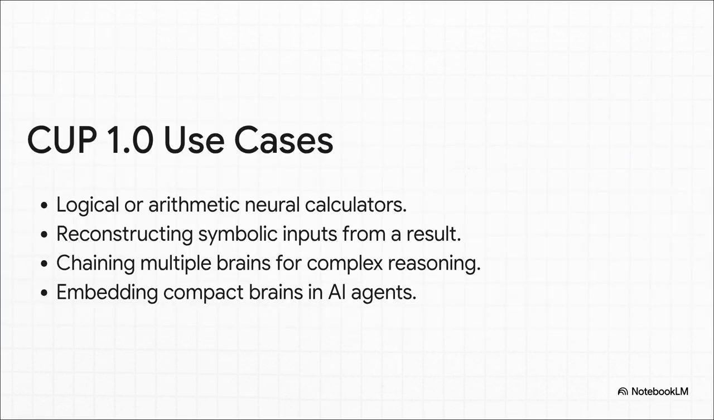So what's the big deal? What can you actually do with this thing? Well, CUP 1.0 is basically a researcher's dream come true, especially for anyone tired of AI's biggest headache, the black box problem. You can build these perfectly transparent neural calculators. You can reconstruct exactly how a system came to a conclusion. Or you can chain a bunch of these little brains together to tackle really complex problems, and the whole time you know exactly what's going on under the hood. It's all about precision and explainability.